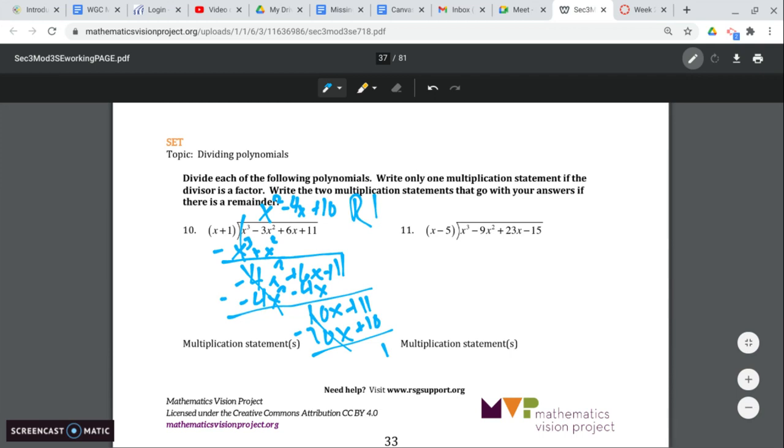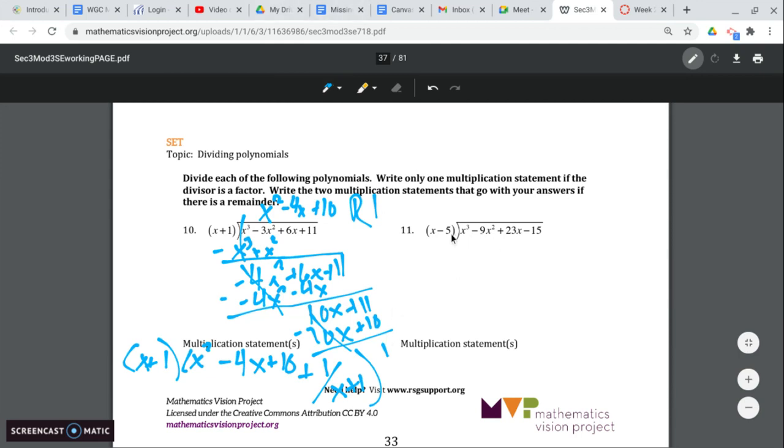So the multiplication statement is x plus 1 times x squared minus 4x plus 10 plus 1 over x plus 1. So anytime we have a remainder, we just put the remainder over what we were dividing by, and that gives us how we can represent that.